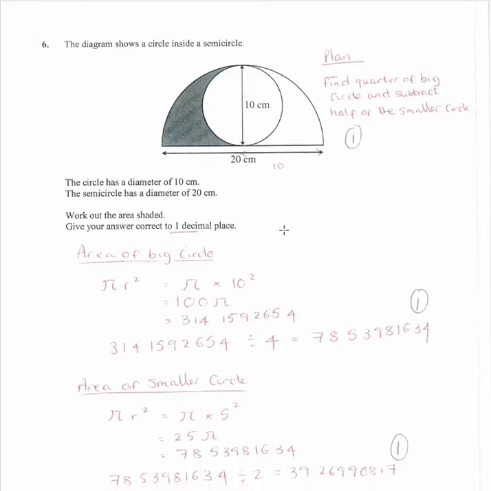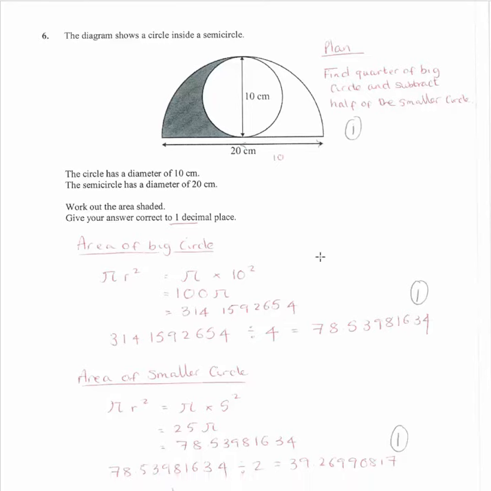Question 6. The diagram shows a circle inside a semicircle, and we've got to work out the area of the shaded part. Now, if you can find an area of a circle, then you can find the answer to this question, and once again, show some steps. So how would you describe what you see here?